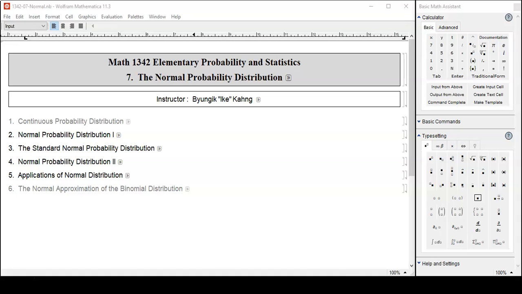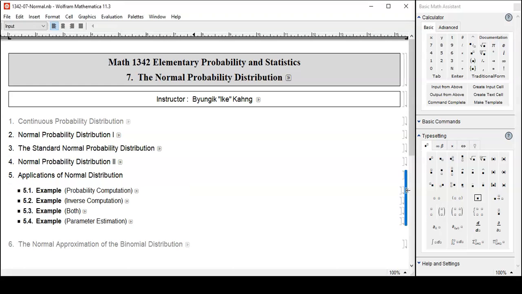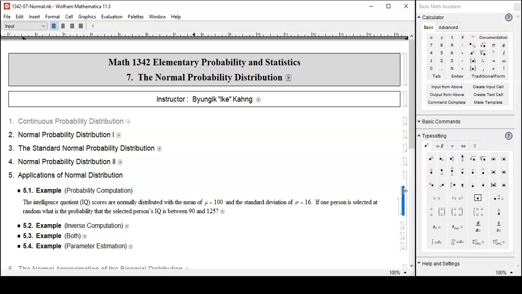Now, let's go to some empirical problems that we'll have to solve using those ideas. Here's the first problem. The intelligence quotient scores are normally distributed with a mean of about 100 and a standard deviation of about 16. If one person is selected at random, what is the probability that the selected person's IQ is between 90 and 125?